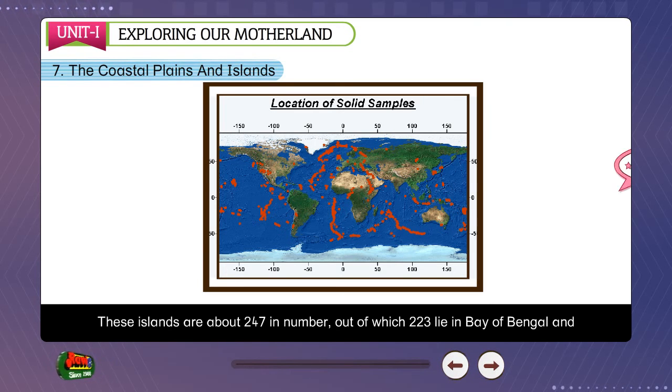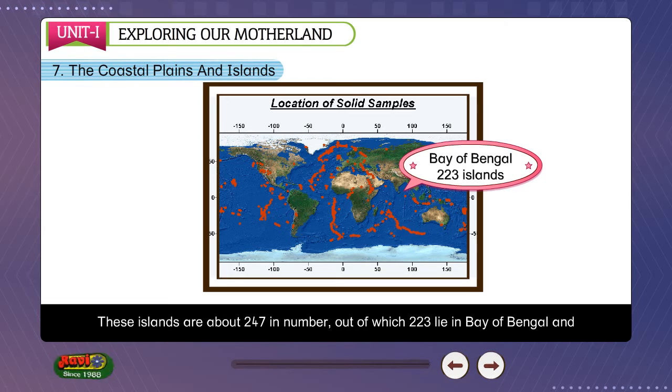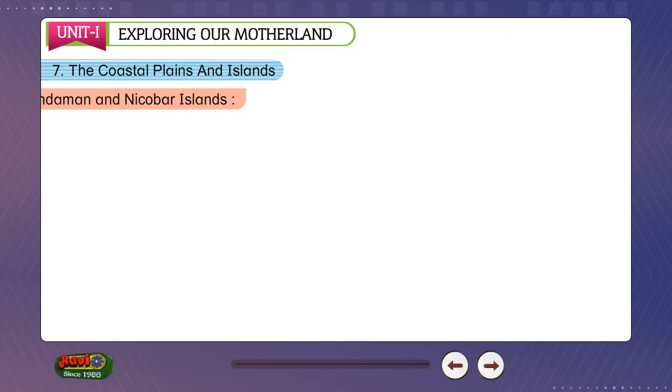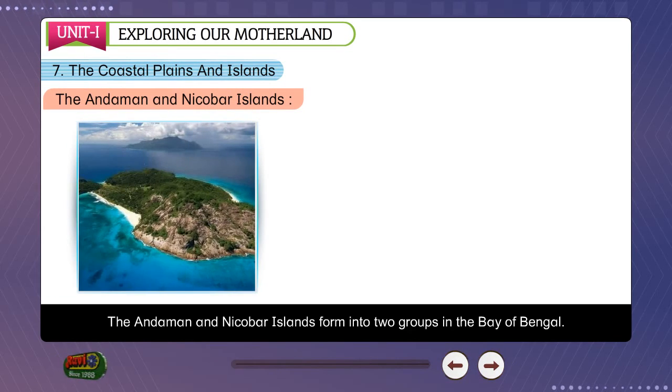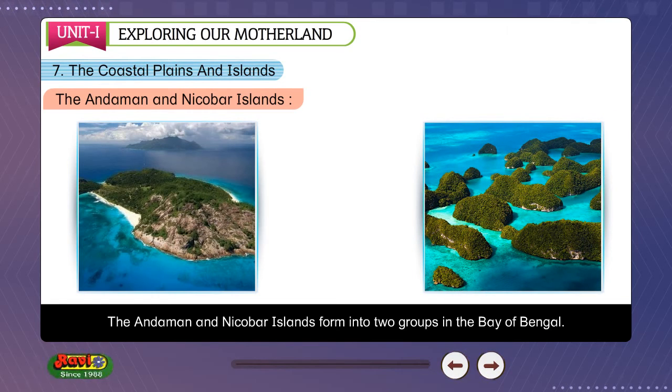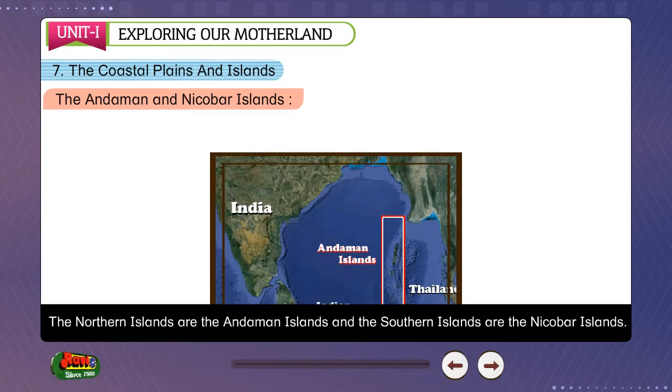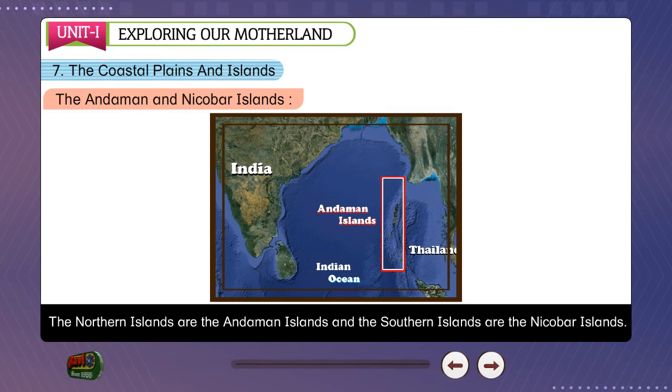The Andaman and Nicobar Islands. The Andaman and Nicobar Islands form into two groups in the Bay of Bengal. There are 223 islands here. The northern islands are the Andaman Islands and the southern islands are the Nicobar Islands. Their capital is Port Blair. Most of the people belong to tribes and are called tribals. The southernmost point of these islands is called the Indira Point.